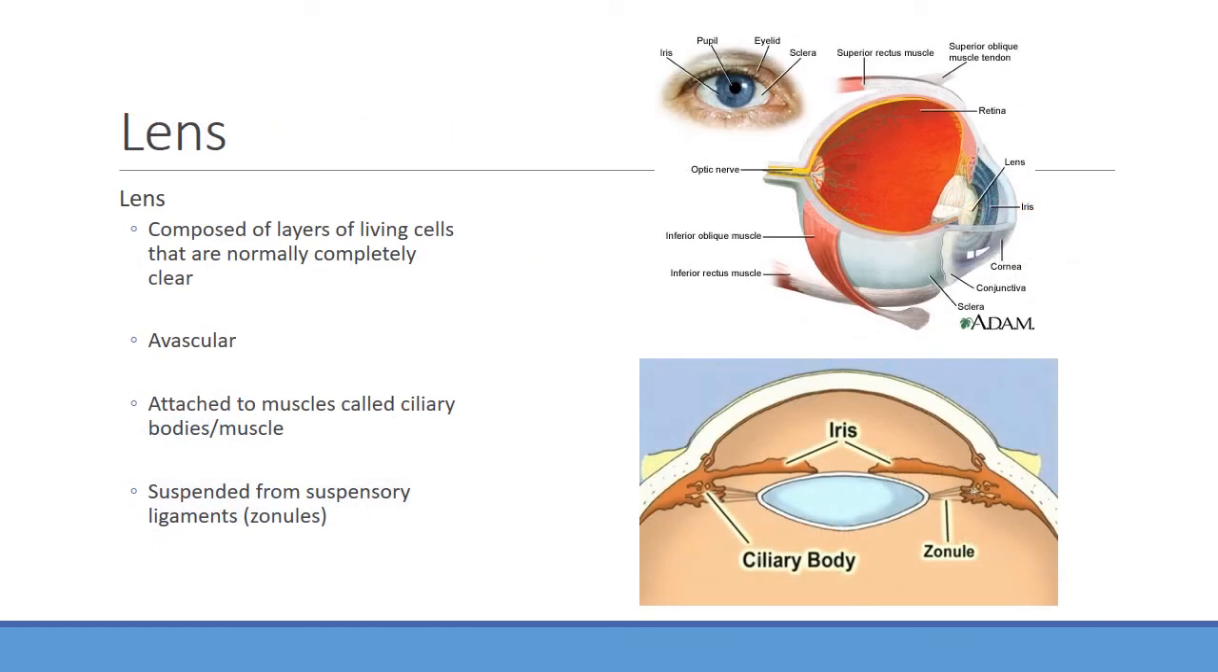Okay, so back to the lens. After light passes through the iris, it's going to go through the lens. Normally this is an avascular component, and it's only attached by these ciliary muscles. The ligaments attach to the ciliary muscles, and based on how these are constricting or relaxing, you can change the shape of the lens. Those ligaments are also called zonules, you may see them referred to that way as well.